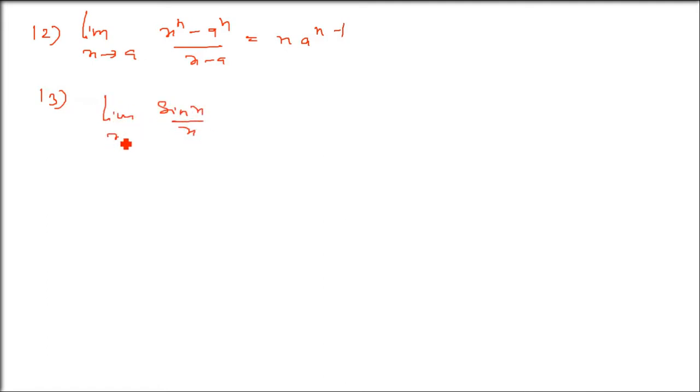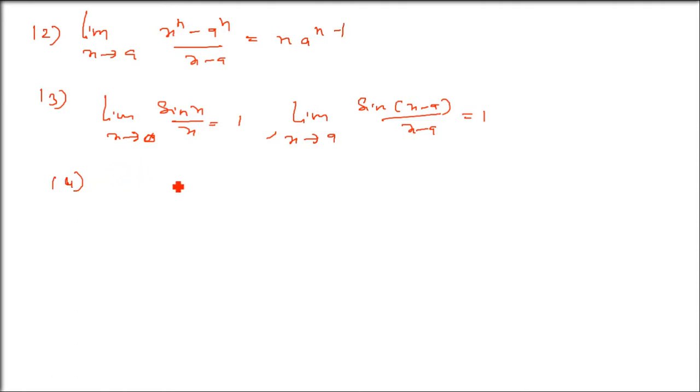Now we have sin x. Limit x tends to 0 of sin x by x equals 1. That is, limit x tends to 0, or theta tends to 0, sin theta by theta equals 1. You can also have this kind where x is not tending to 0, x is tending to a. So limit of sin(x minus a) by (x minus a) is going to be 1.